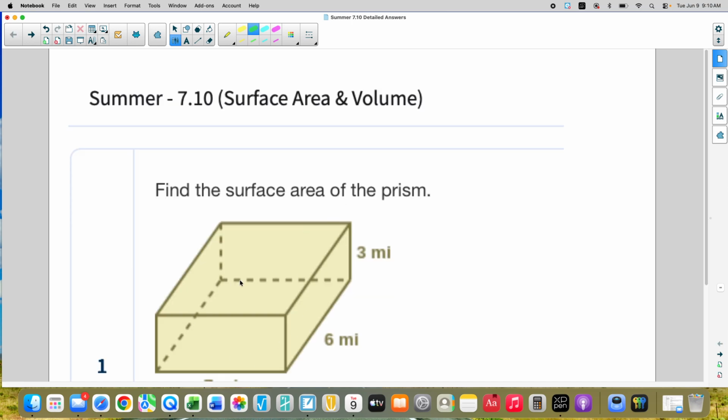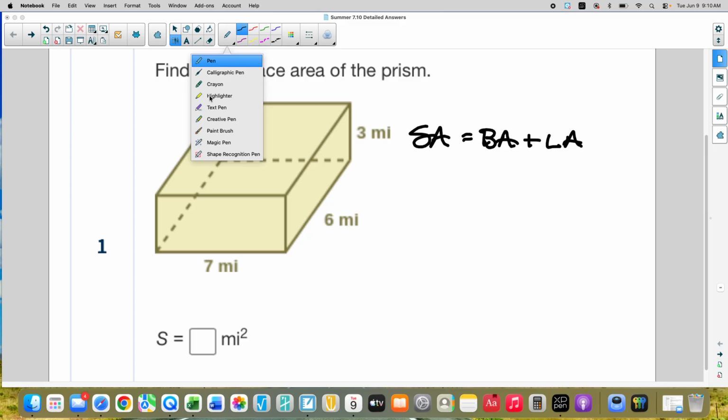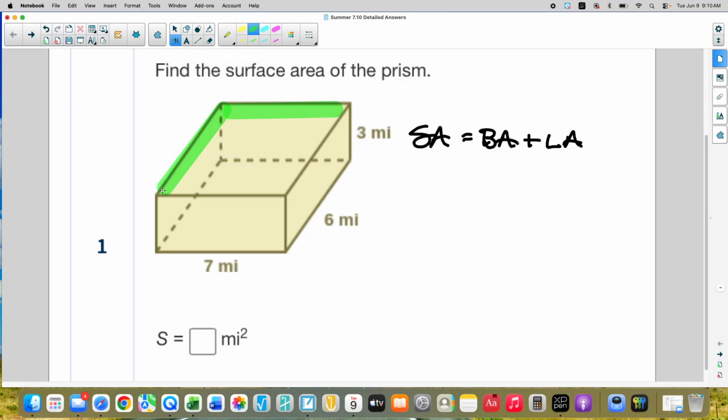That's why this is a prism. This is a rectangular prism. And for a rectangular prism, there's a couple of ways we can do this problem. I'm going to do it the formulaic way. So surface area is going to equal the base area plus the lateral area. We'll make this the base. The top is going to be the base, so when we talk about the base area, we're talking about the top of the figure.